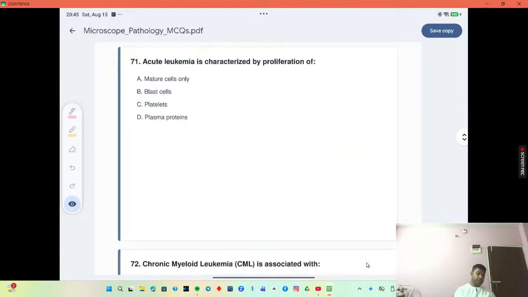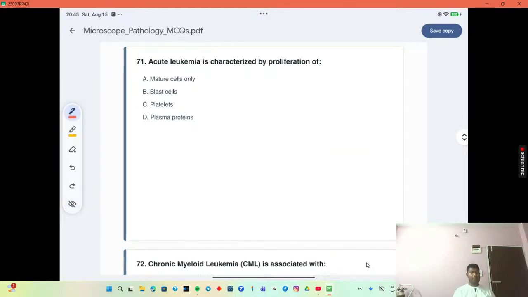So here the question is given as: acute leukemia is characterized by proliferation of. So, what do you mean by the term proliferation? Proliferation means increase. So, acute leukemia is characterized by increase of. So, what causes acute leukemia? Acute leukemia is characterized by proliferation of mature cells. Now, blast cells. Sorry, it will be blast cells. I think you are very much clear. So now I will move to the next question.